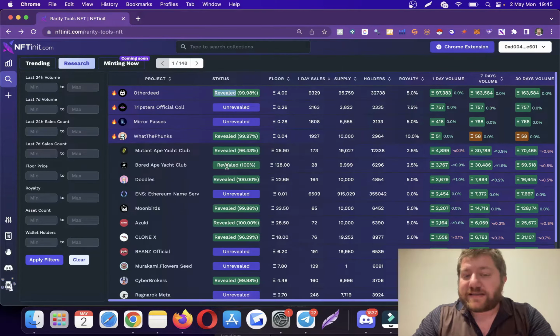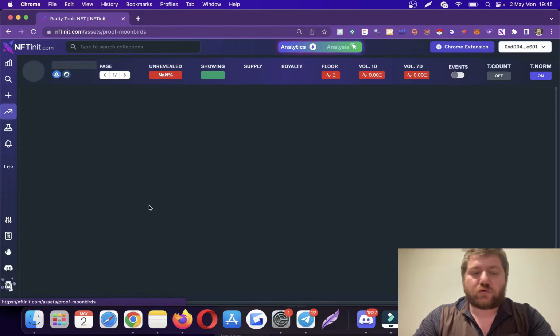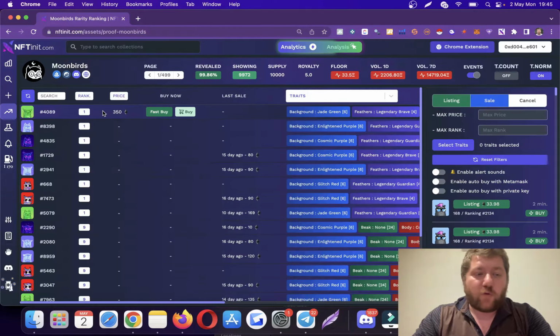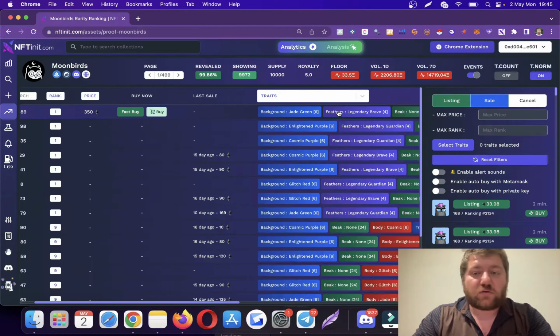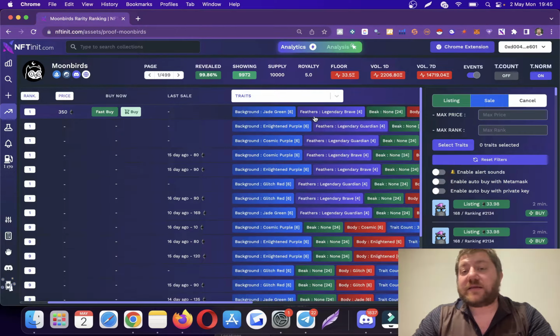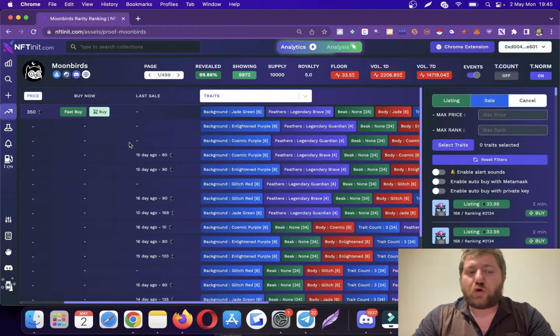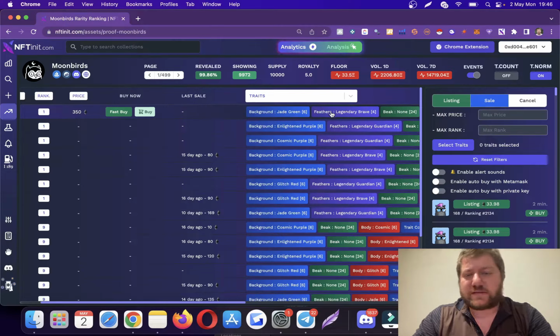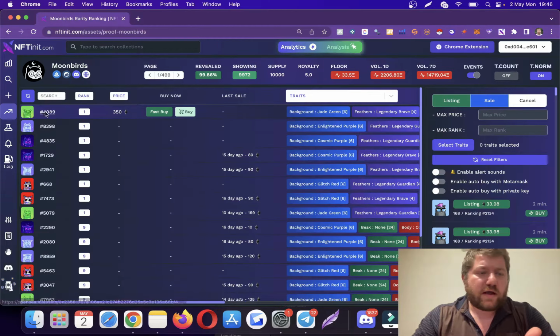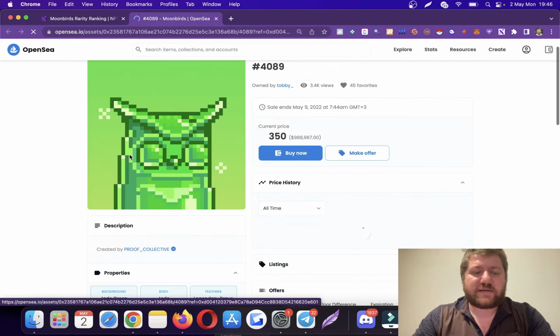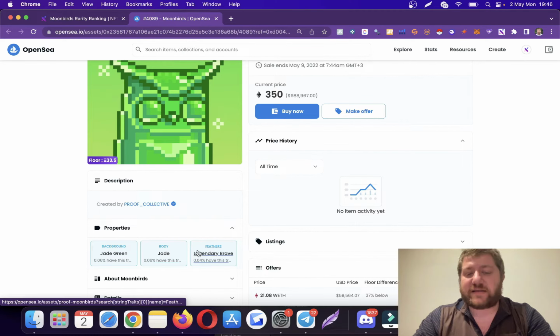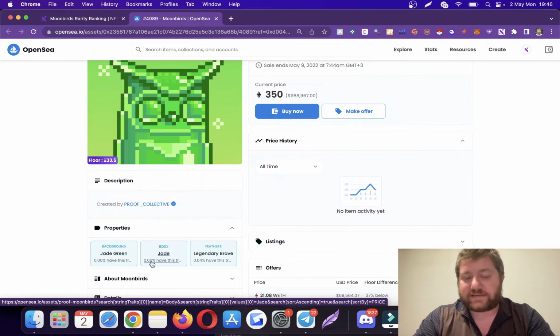So in a collection that has been revealed, we are able to see the traits. Let's check Moonbirds. So this is rank 1 because it has the rarest traits, or the combination of the rarer ones. We have talked about them in the previous videos, but I want to show you how it looks on OpenSea. So it has legendary brave feathers and this jade gray background. And when we check it on OpenSea, we actually see the traits right here, and you see that these traits are extremely rare. You can see the percentiles here.